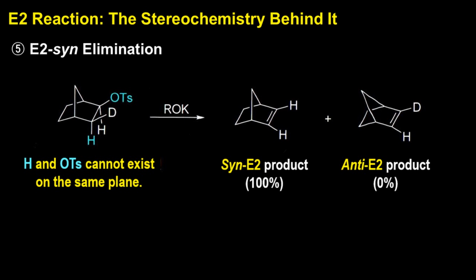In this case, the beta hydrogen and the leaving group, like a tosylate, can't adopt an anti-periplanar alignment because the ring is too rigid. So instead, the reaction goes through a Syn-periplanar pathway, and you get a 100% Syn E2 product. The key takeaway? When anti-elimination isn't an option, the reaction can still happen, as long as the geometry allows it.